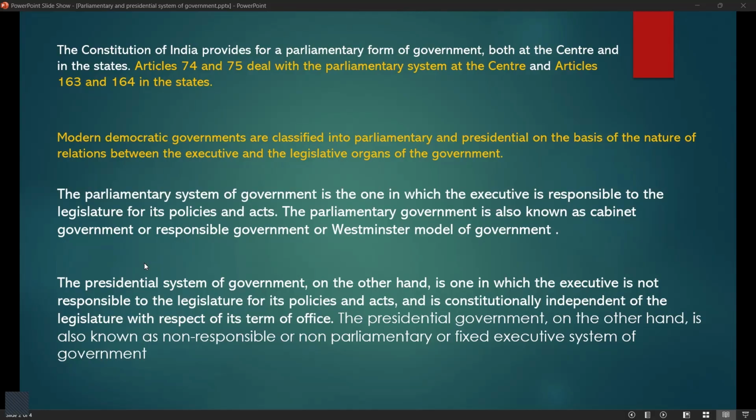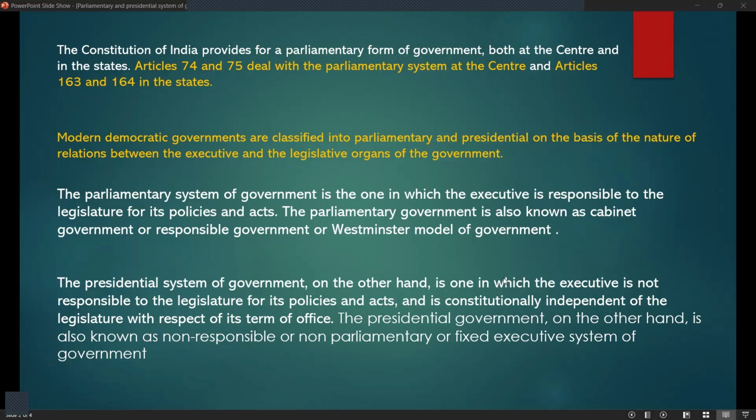The presidential system of government, on the other hand, is one in which the executive is not responsible to the legislature for its policies and acts and is constitutionally independent of the legislature with respect to its term of office. So in the presidential system, who is the executive? The executive can be the president.